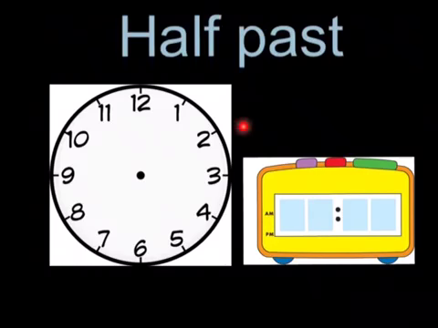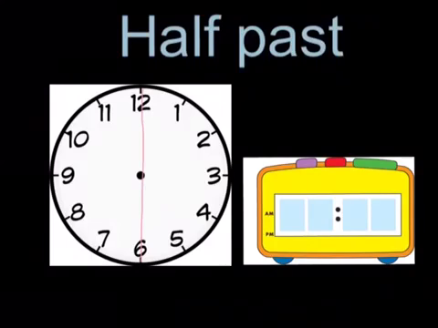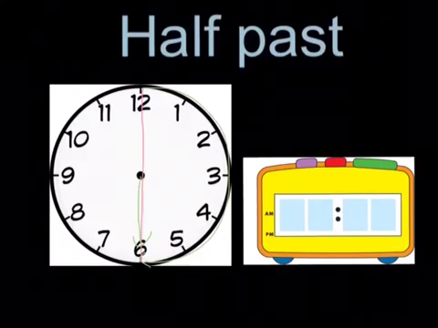Now we're going to look at half past. Okay, this word half is really important here. If you think of half of a circle, you would split it down here. So when it's half past, the long minute hand points down to the 6 because it's gone halfway around the clock. Okay, so when the long hand is on the 6, we know it's half past something.